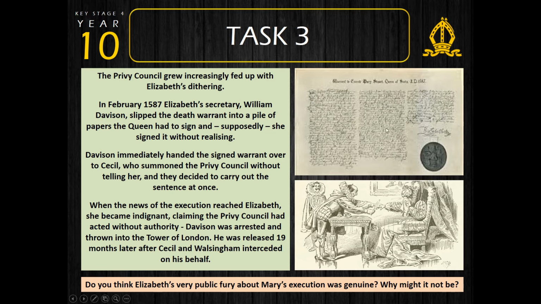Right, and supposedly she then signed this death warrant, apparently without even realising. It was then taken straight to Cecil. They carried out the sentence at once, and Mary's head was chopped off. Okay, we're going to watch a clip in a second.